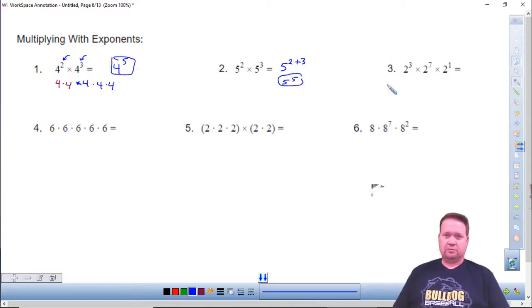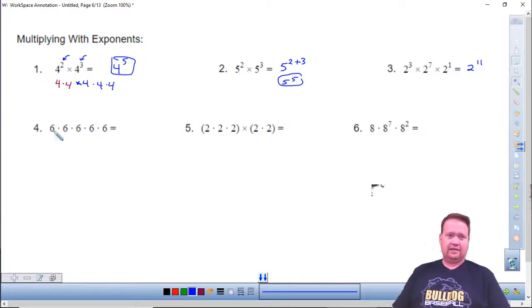So the third problem here, we have a base of a 2, a base of a 2, and another base of a 2. We don't usually write ones, but on this one example, I give you the 1. We're going to take all these numbers and add them up, and 3 and 7 make 10, plus 1 is 11. So that's just 2 to the 11th power. We don't need to multiply 11 2s.